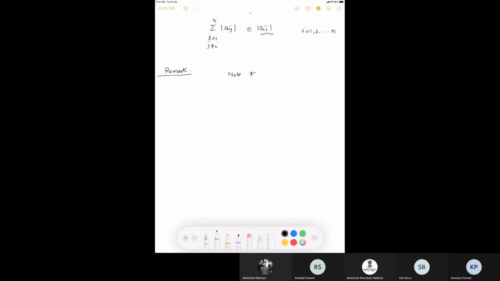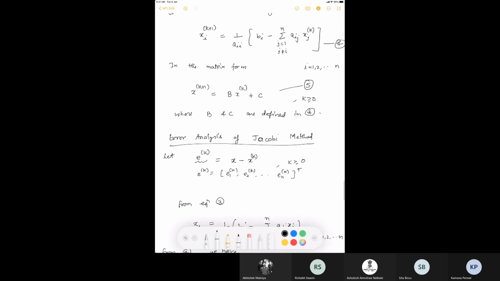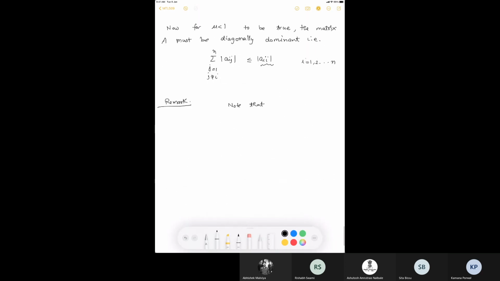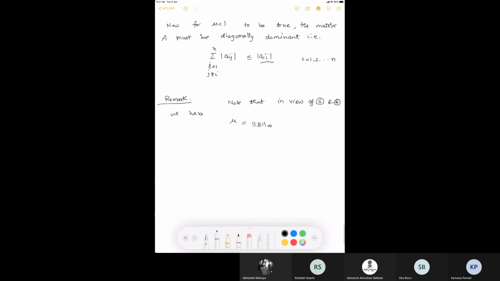So note that we have equation numbers. So this is 5. So in view of 5 and the B is given by star, you can observe that if you take the row norm of this matrix B, this is nothing but the mu, right? Because you see here, I'm having the sum over all the j is not equal to i, and in the matrix B, we know that the diagonal elements are 0. Okay, and then I'm taking the maximum over all the rows. So this is basically the row norm of the matrix B.